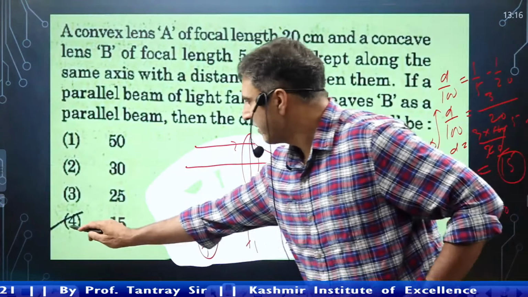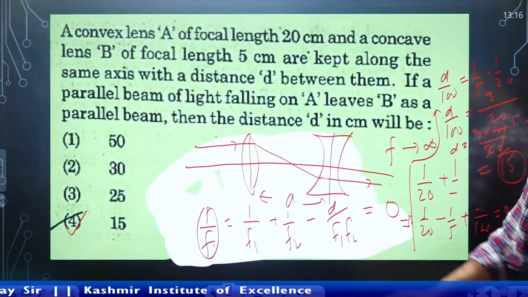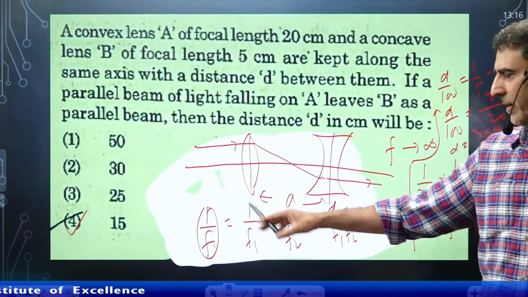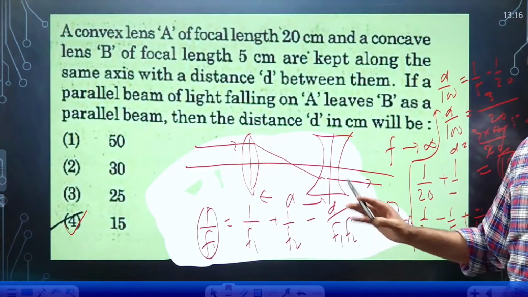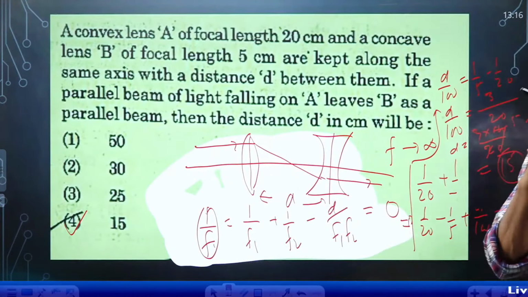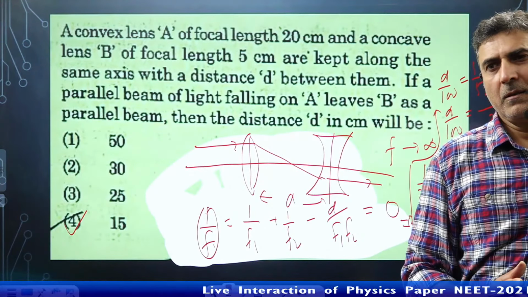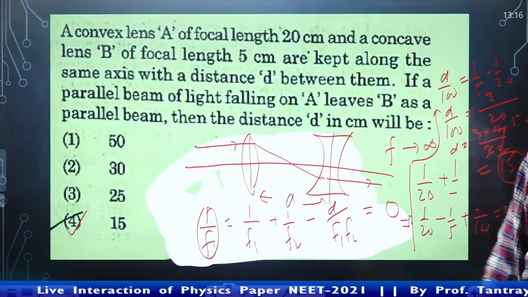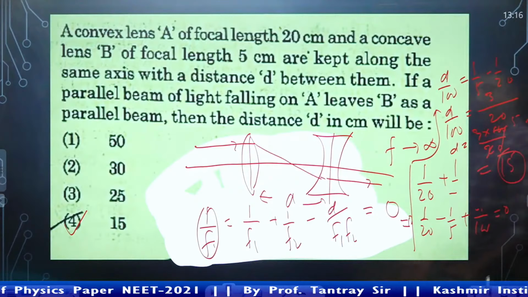That is this thing. Correctly done by the student. Again, let me repeat. Two lenses in a combination. You have a formula for the total focal length: 1 by f1 plus 1 by f2 minus d by f1 f2. You can substitute the values. But here, the information that he gives you is that the ray of light again goes parallel to the principal axis. So that indicates that the total focal length is infinity. So 1 by infinity means 0. So you can solve this question like this.